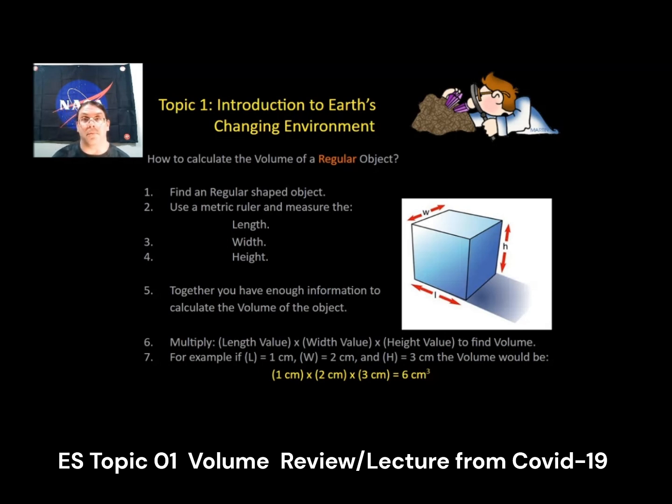That's for a cube. The example shows you it's 1 centimeter times 2 centimeters times 3 centimeters. Well, 1 times 2 times 3 is 6, and centimeter times centimeter times centimeter is centimeter cubed. So the answer has to be 6 centimeters cubed. The amount of space, the volume of that cube, has to be 6 centimeters cubed. That's the volume. Let's try another one.